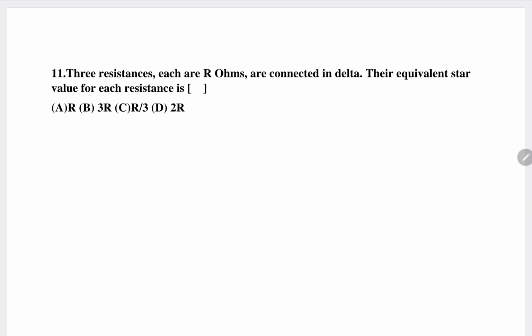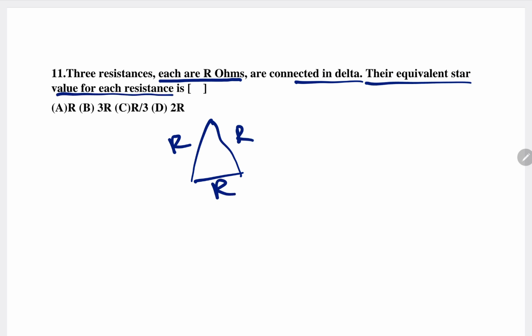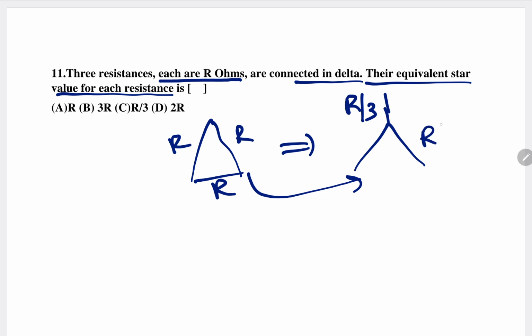Next, 11th question. Three resistors each of R ohms are connected in delta. So each resistance value is R. Their equivalent star network value. Just now we have seen, strong network to weak network, divided by 3. R by 3, R by 3, R by 3. So the answer is C.